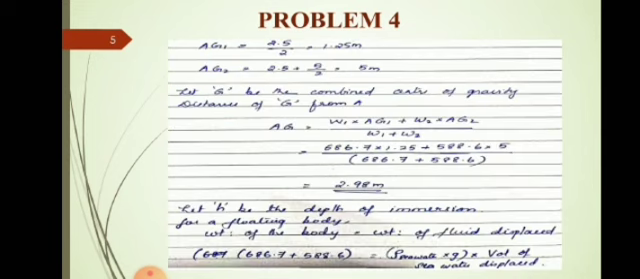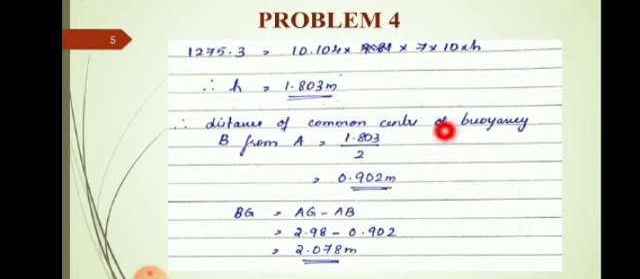So 10.104 into the volume of the seawater displaced. How will you get the volume of seawater displaced? 7 into 10 into h. 7 is the width of the body, 10 is the length of the body, and h. Why are we taking h? Because we are finding the volume of the water displaced, so for that you have to take the depth of immersion alone. From this equation, h is the only unknown. h is obtained as 1.803 meters. So the depth of immersion is 1.803 meters.